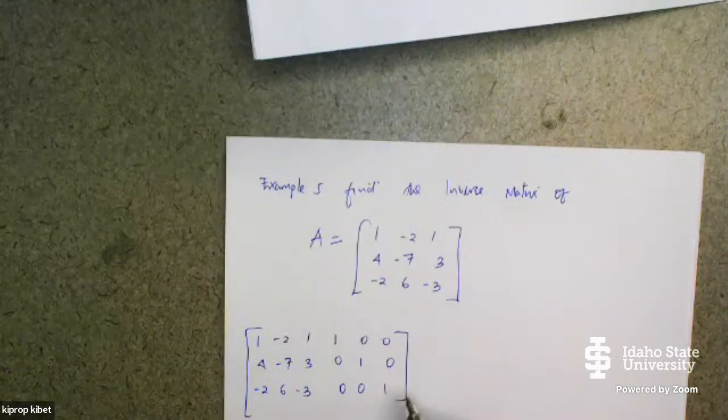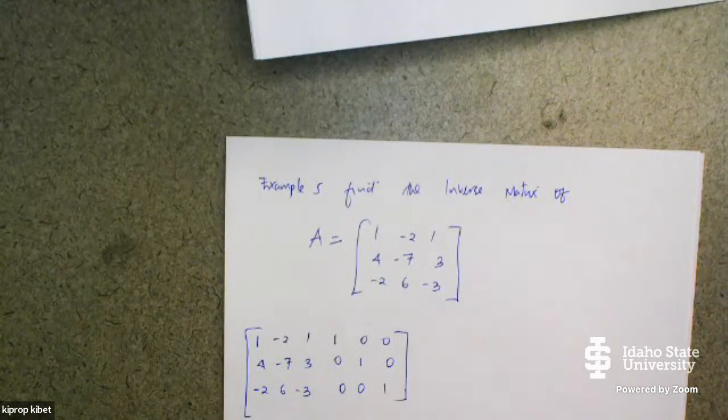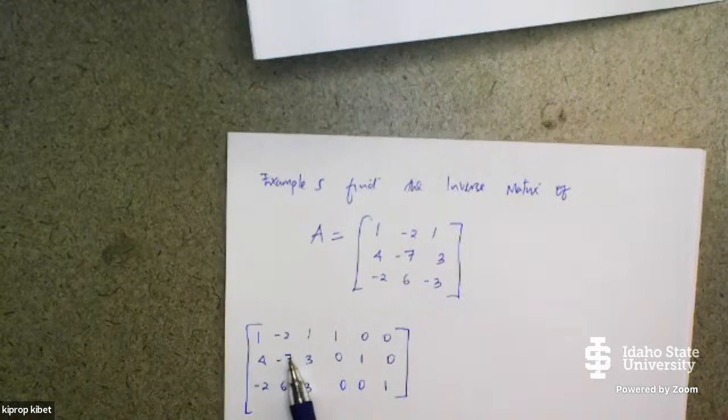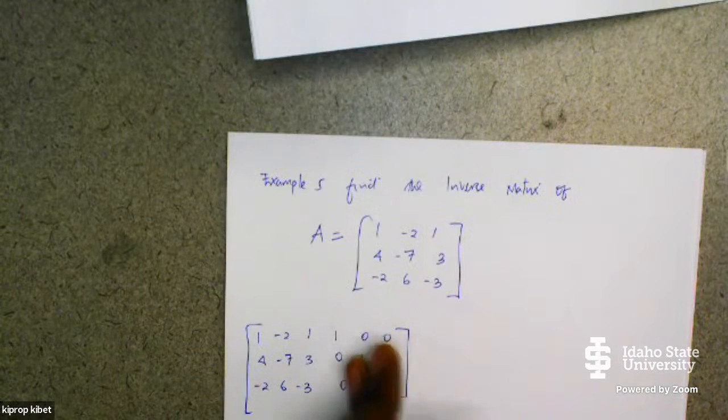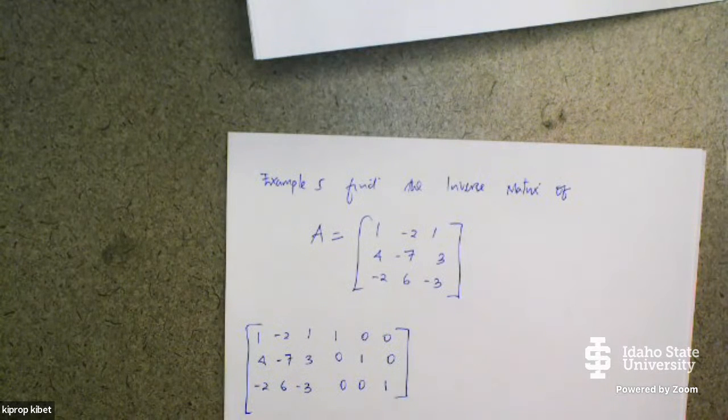And then you reduce this one, up to the point that the left side gives you the identity matrix. Then where there was the identity matrix is now the inverse. If the left is not the identity matrix, then it is a singular matrix.